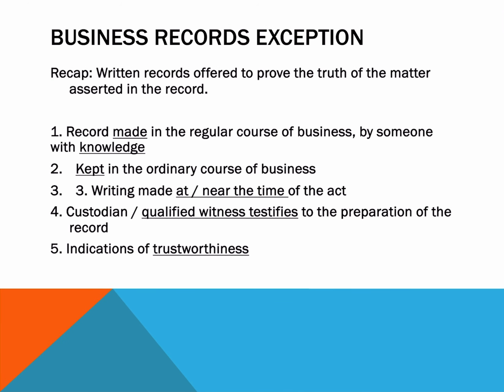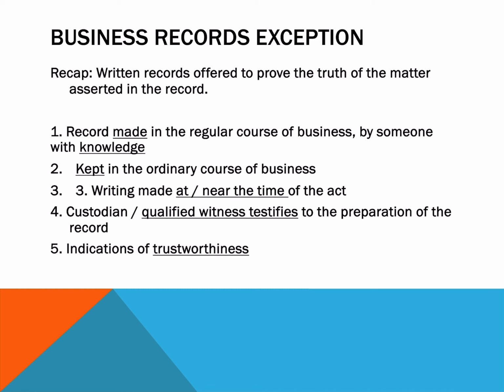So continuing on the business record exception. To recap this from last week, these are written records that are offered to prove the truth of the matter asserted in the record. Anytime with a hypo on your essays, if you see a writing, think double hearsay, and for the writing itself, think it's probably going to be a business record exception. That's at least one of the hearsay exceptions you want to bring up. So there's 5 factors when we're dealing with the business record.